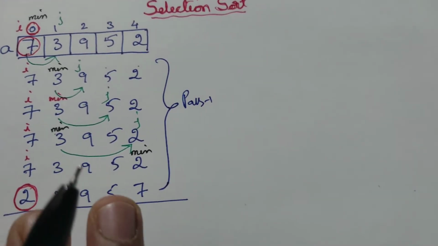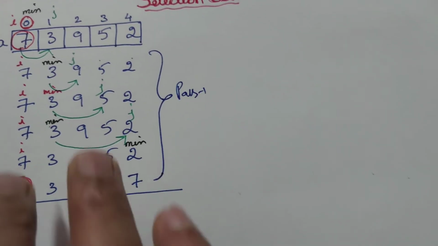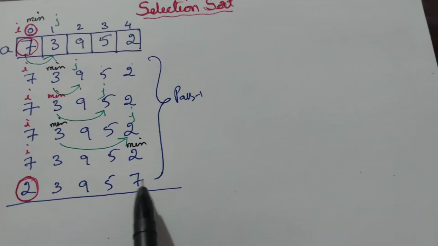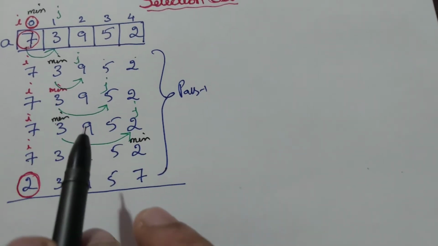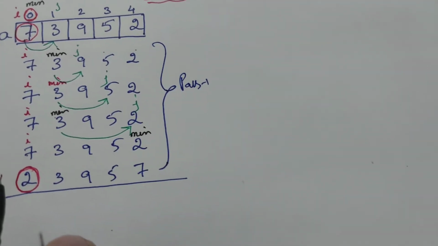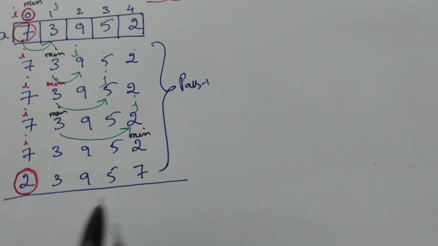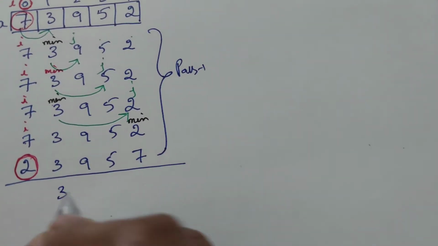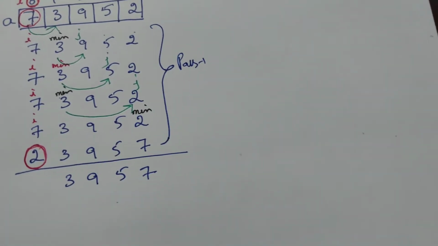See, exactly the opposite of what we did in the bubble sort. In the bubble sort we found the maximum element and kept it at the last. But here we find the smallest element and keep it at the first position. So now the remaining elements we need to sort. Which are the remaining elements? 3, 9, 5, 7. Now among these, again I need to select.